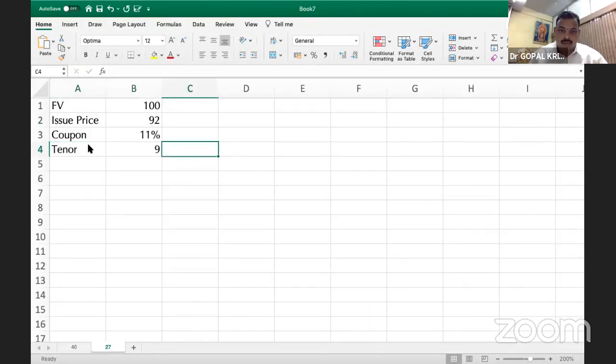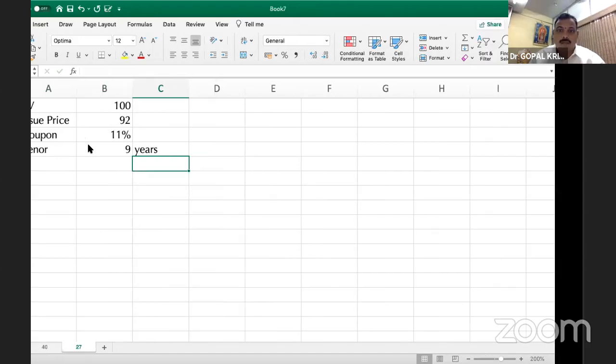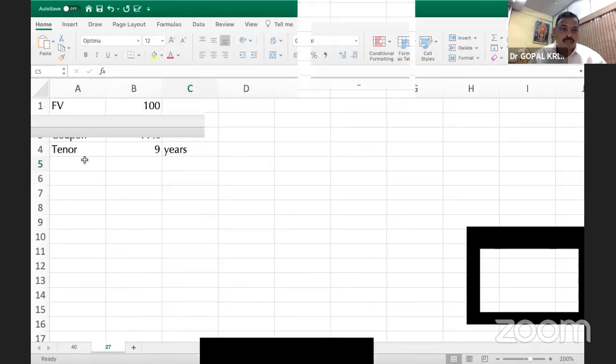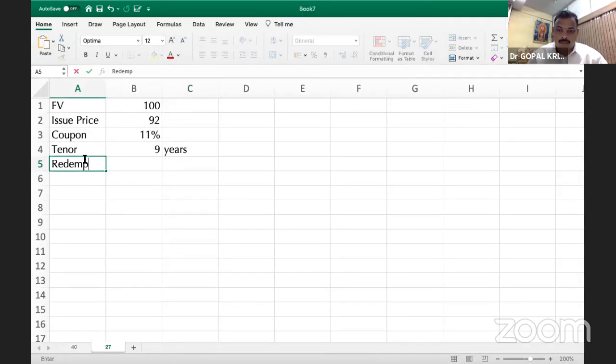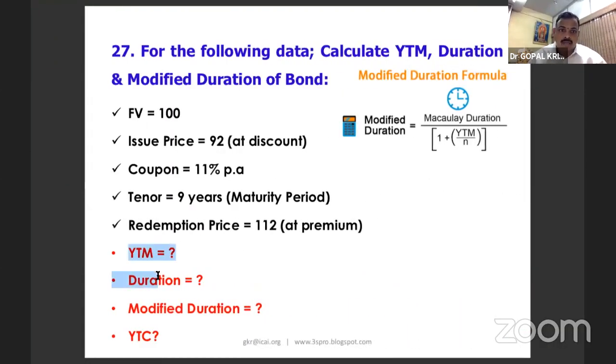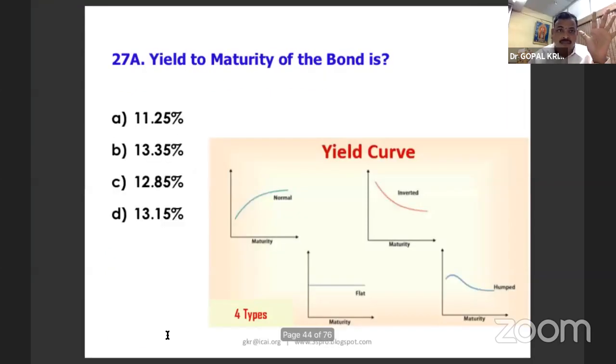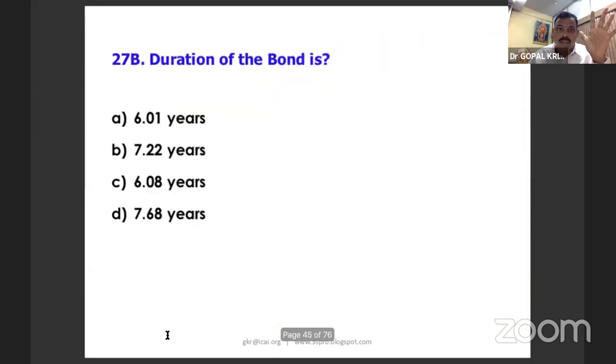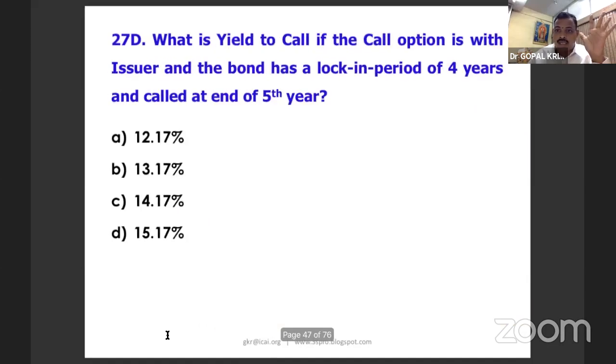So 9 years. Good. Redemption price is 112. What is the YTM, duration, modified duration, YTC? These are the 4 questions plus yield curve. All the 5 I will do. Okay. So 27A, 27B, C and D and yield curve. Extra yield curve also I will do.